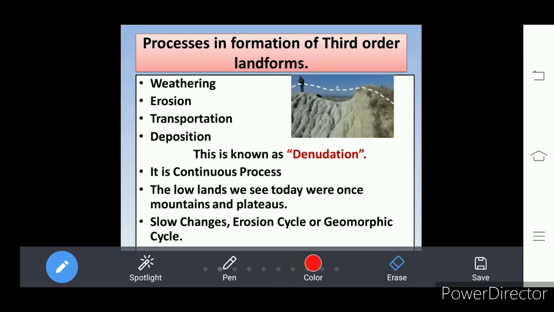In this way, we see the landforms are changed every moment by the water and wind. So the shape of the lands is transformed by the wind and water, and that is what we call the third order of landforms. What is meant by third order of landforms? The shaping of the landforms by wind and water is called third order of landforms.